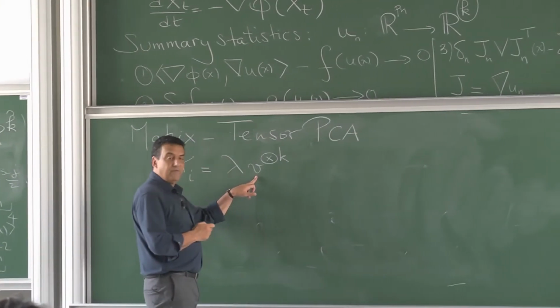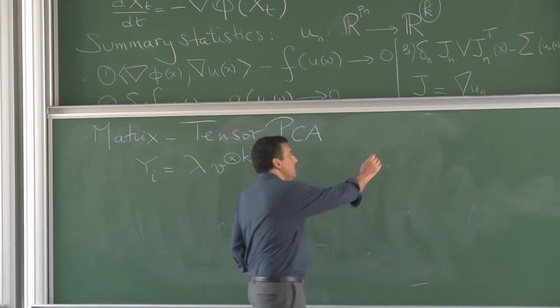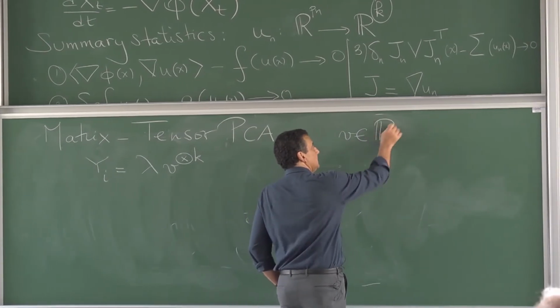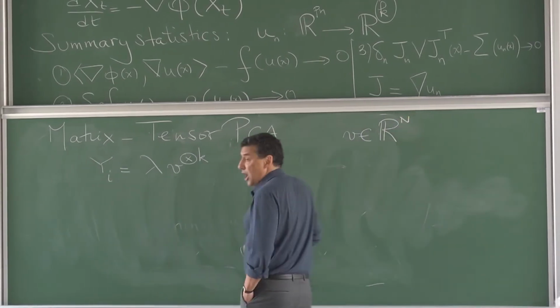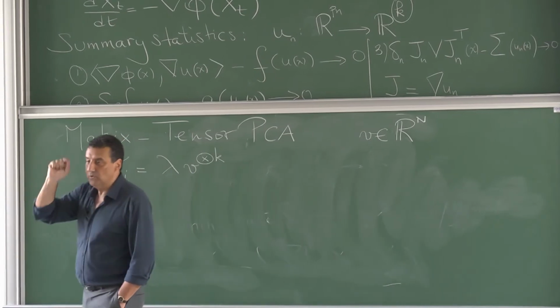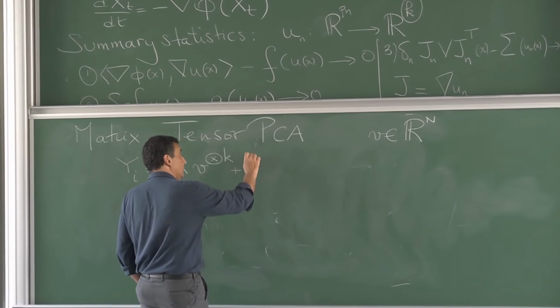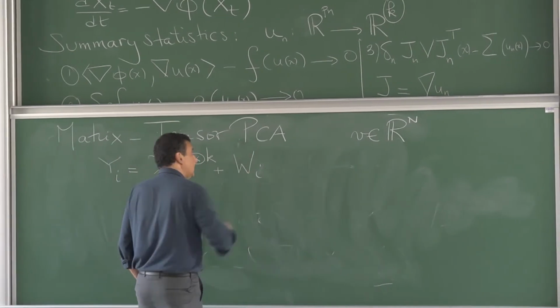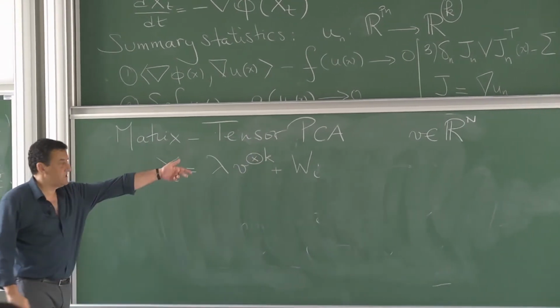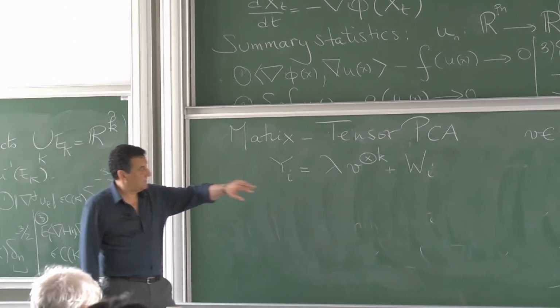You have a unit vector in Rn. Let's say it's unit and unknown, right? That's the one you want to estimate. And what you have access to is this. It's just a noisy version of this, right? So you have this fixed vector.